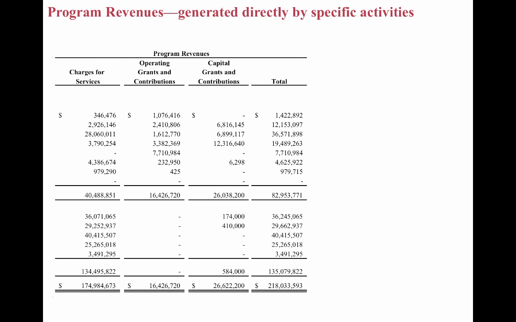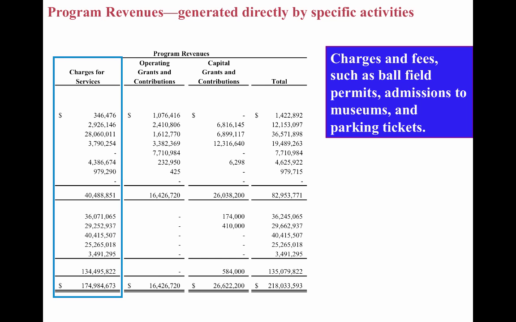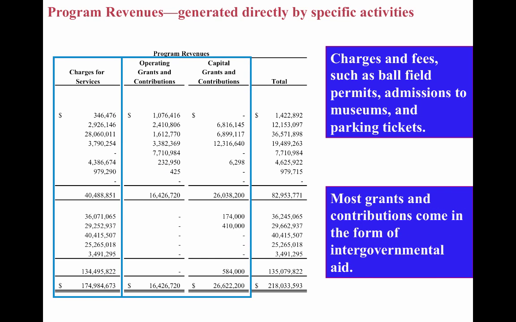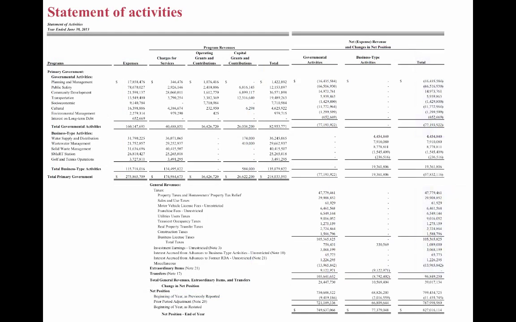Program revenues are either charges for services or grants and contributions, and governments are required to show those separately for operating and capital, and then show a total for the program revenues. So those are all revenues that are generated by the activities themselves, either because they're charging customers or for something like police, maybe revenue from fines and speeding tickets and so on, or grants that are restricted to being used for those programs.